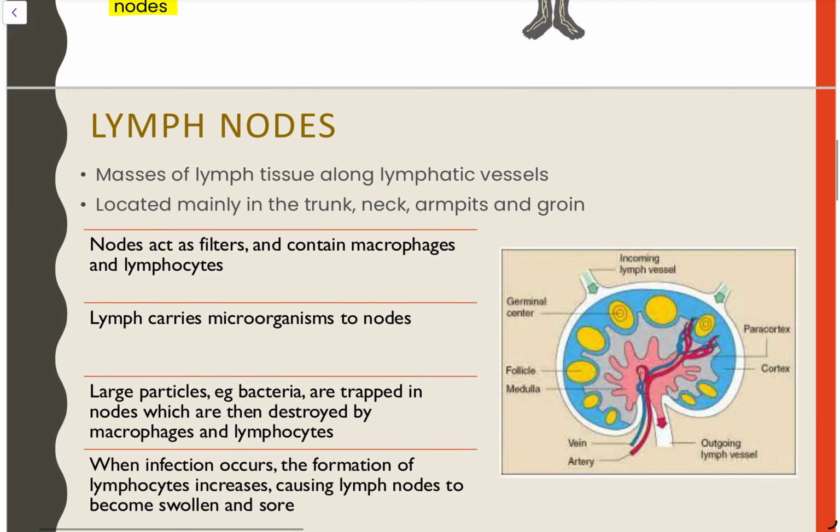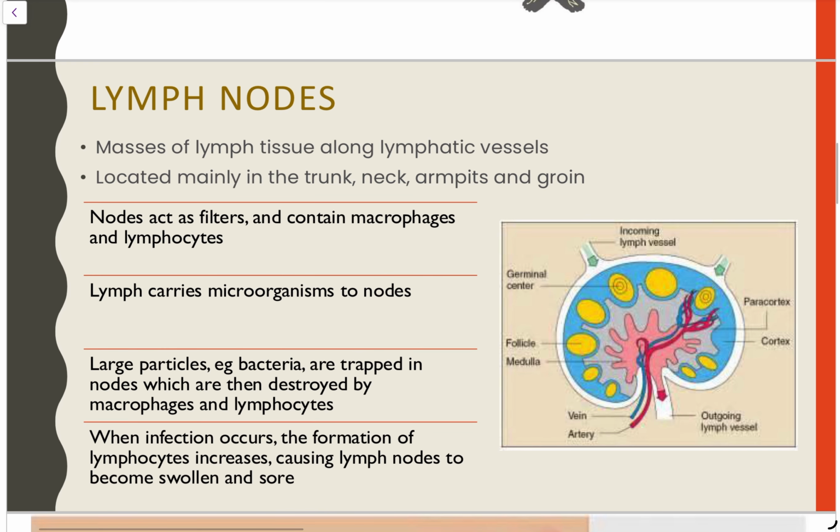So, the lymph nodes themselves. This should be a little bit of recap for you. They are big masses of lymph tissue, and they're found all along the lymphatic vessels, specifically in the trunk, neck, armpits, and groin regions. Why do we have them at these main stops along the body? Well, they act as a filter. They contain macrophages and lymphocytes, and they're going to filter out all of the nasty pathogens which may have made their way past the first line of defense into the second line of defense. They're going to be trapped and they're going to be destroyed.